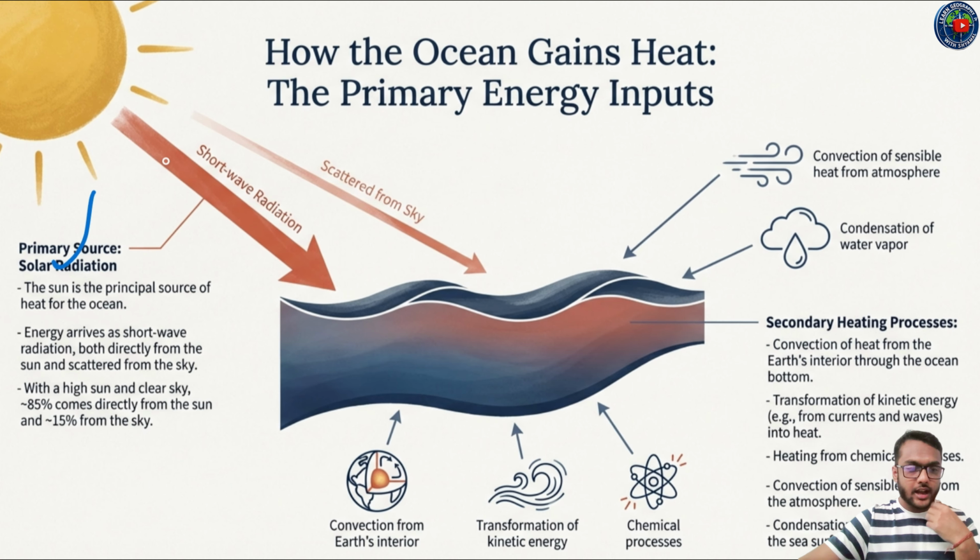Energy arrives as shortwave radiation, both directly from the sun and scattered from the sky. With a high sun and clear sky, 85% comes directly from the sun and 15% from the sky. Shortwave radiation and scattered radiation from the sky.